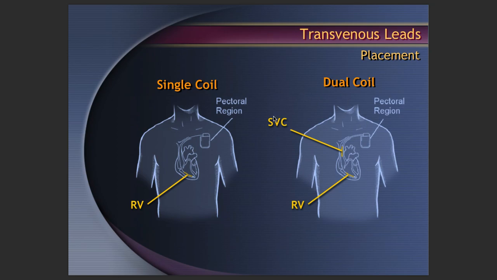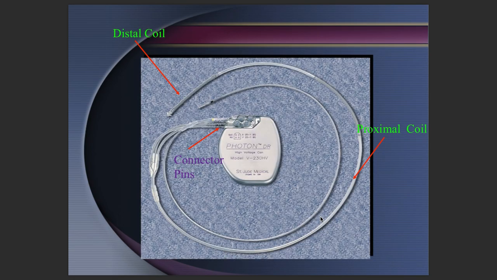Now coming to the transvenous leads, if you look carefully, there are two types. One is a single coil, where the coil lies in the right ventricle. Otherwise, there is the dual coil. In the dual coil, one of the coils is going to be in the superior vena cava, and the other one will be in the right ventricle, in fact. Looking here, especially at the connector pins, the ones that get screwed in, the proximal coil will be there, and then the distal coil.